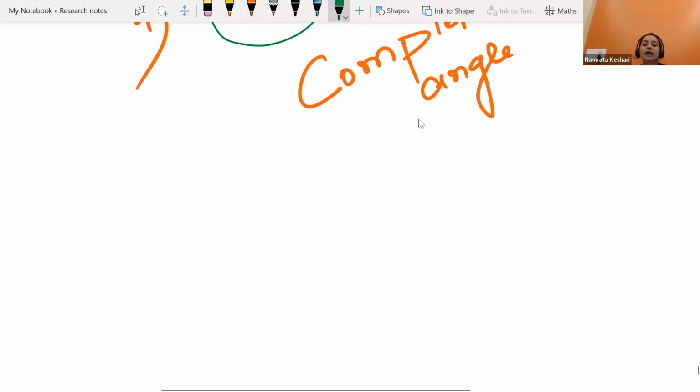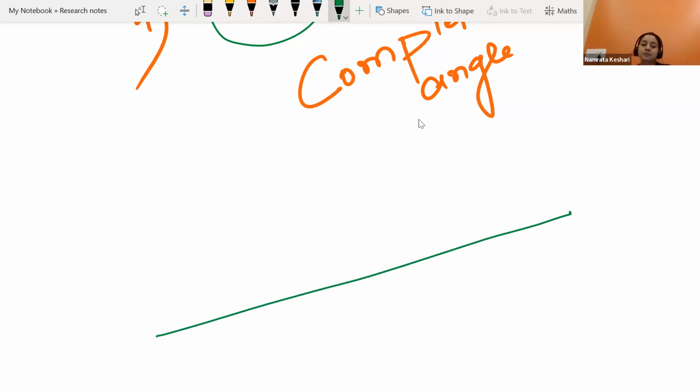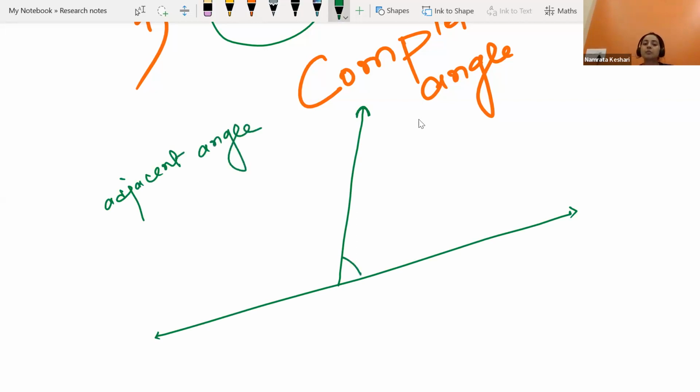Now, in angles, we will talk about when we have a straight line, and a ray is standing on this line. Then the sum of adjacent angles. Before that, let me explain what an adjacent angle is. The sum of two adjacent angles is 180 degrees.